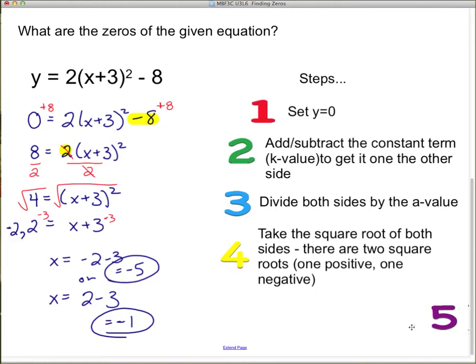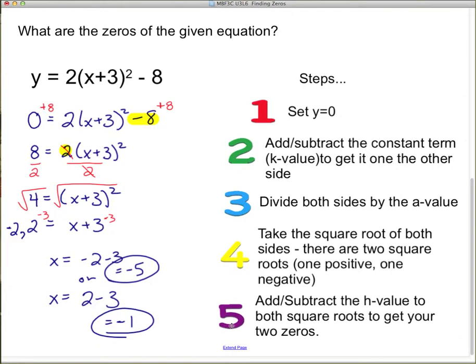Now, what did it say in step number 5? Let's pull that over. It says add or subtract the h value to both square roots to get your two zeros. And there are our two zeros.